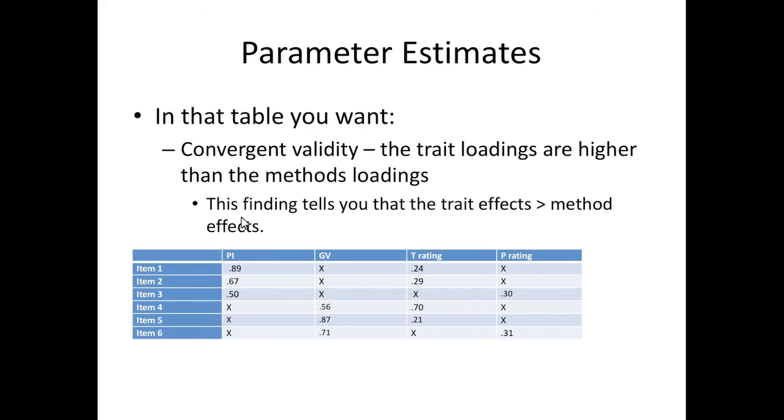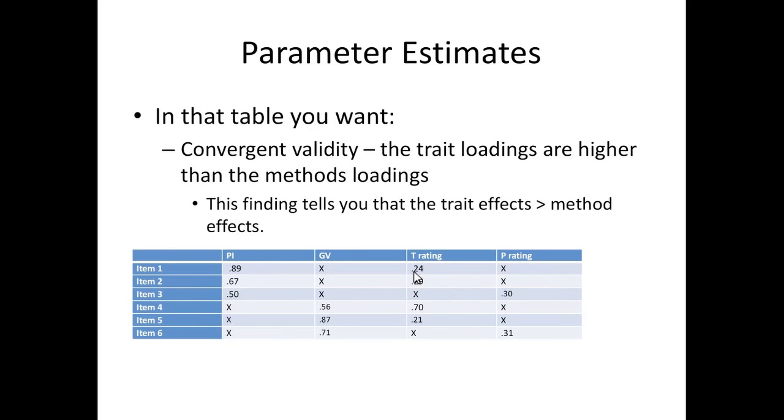That's still not good. So we want to say that the reason that we get the answers on these scales, or whatever they are, is because of traits way more than methods. This is the way to look. So what you do is you want the trait effects over here to be larger than the method effects over here. So 0.89 is a lot bigger than 0.24.